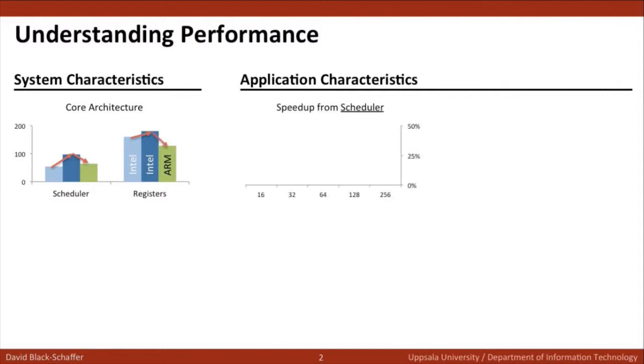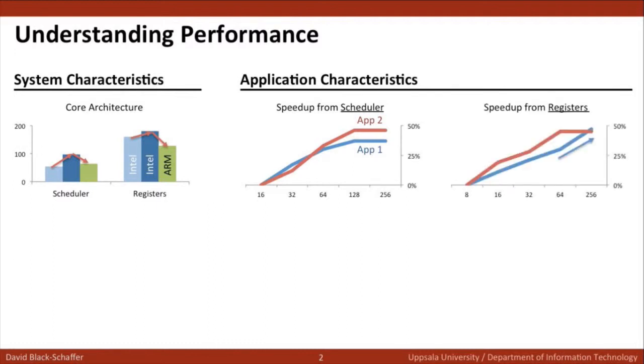So if we take a look at application characteristics, how sensitive is your application to scheduling resources, we can see it varies significantly. So in the case here of the first application, switching to the ARM processor might not hurt you a lot, because it doesn't really need a lot of these scheduling resources, while the second one might. Same thing for looking at the register resources. Here we see two applications with very different behavior. One of them gets a significant benefit from more register resources, and the other gets no benefit whatsoever. So which application you choose and which platform you work on are going to be very important for understanding performance.